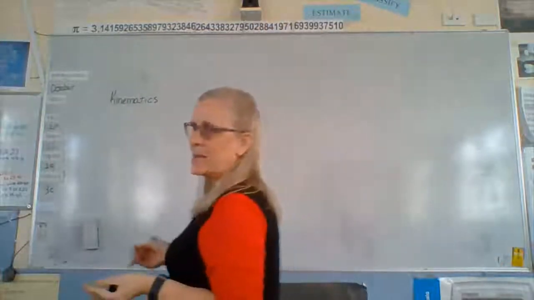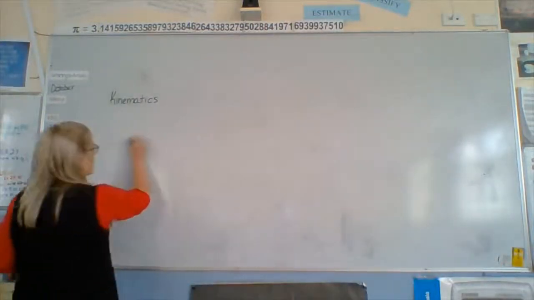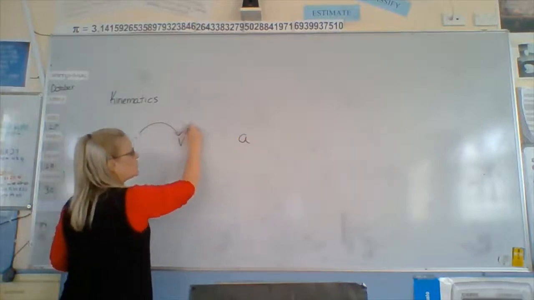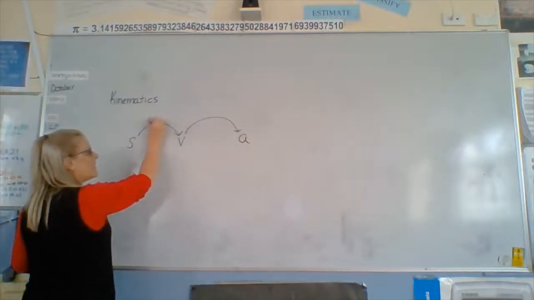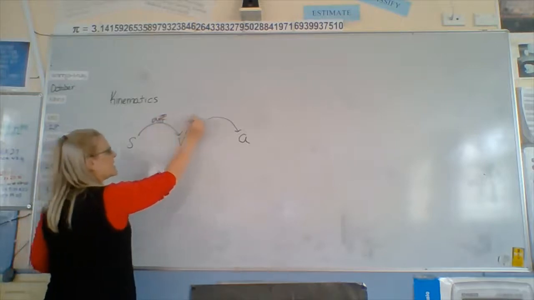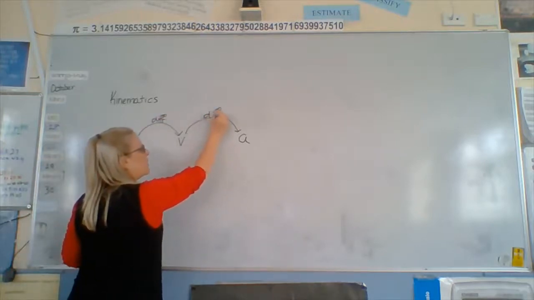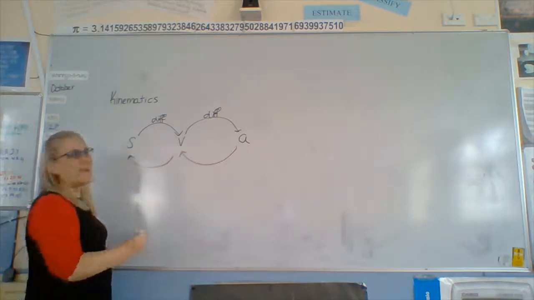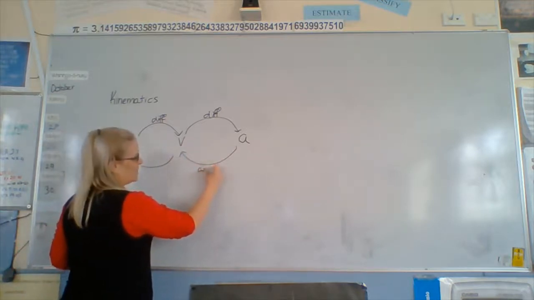This is the second part of that lesson. So we've got S, V, and A. How do we get from one to the other? We differentiate. What if we have to go this way? Anti-differentiate.